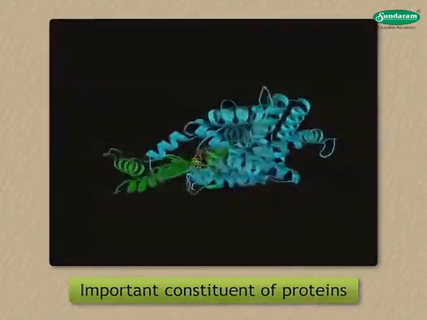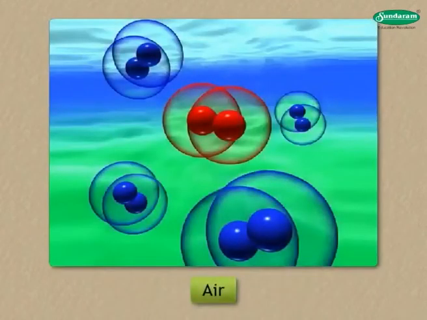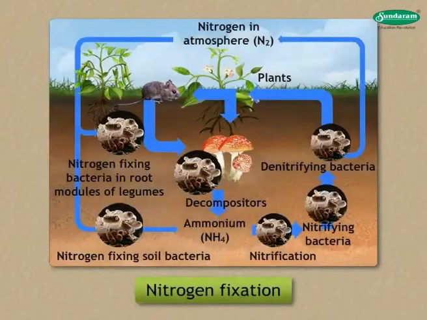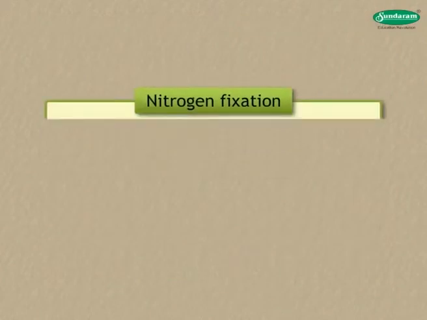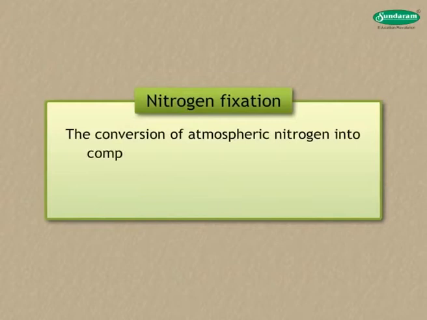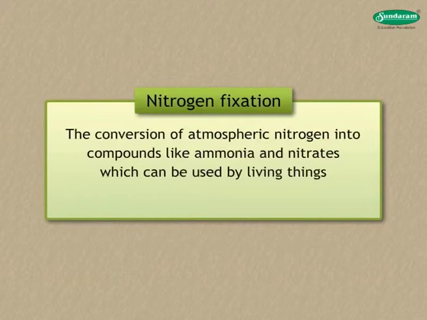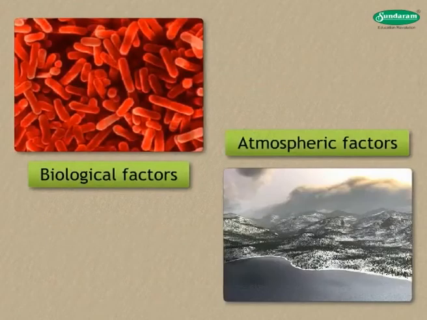Hence, it is important for the growth of living things, but nitrogen from the air cannot be used directly. So, nitrogen fixation is necessary before using it. Let us see what nitrogen fixation is. Nitrogen fixation. The conversion of atmospheric nitrogen into compounds like ammonia and nitrates, which can be used by living things, is called nitrogen fixation. This is brought about by both biological and atmospheric factors.